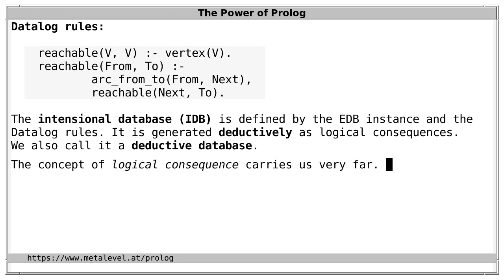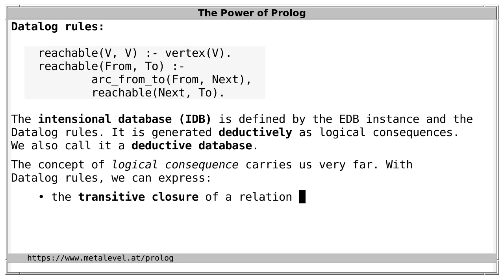And this concept of logical consequence is very expressive. For instance, with Datalog rules, we can express the transitive closure of a relation, as we've just seen with reachability. That's something that relational algebra cannot express. So database languages based on relational algebra need custom extensions to express it. And these extensions are often quite hard to use and also error prone. Whereas in Datalog, as we've seen, transitive closures are easy and natural to define.